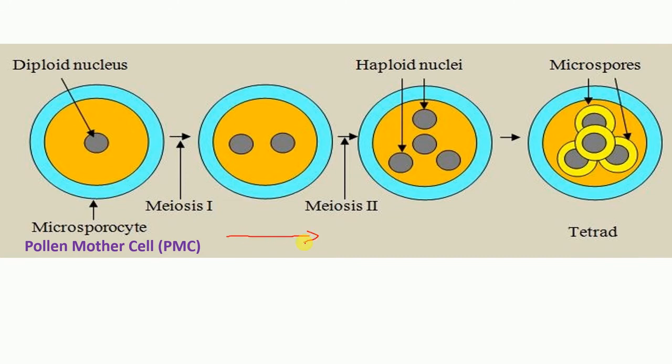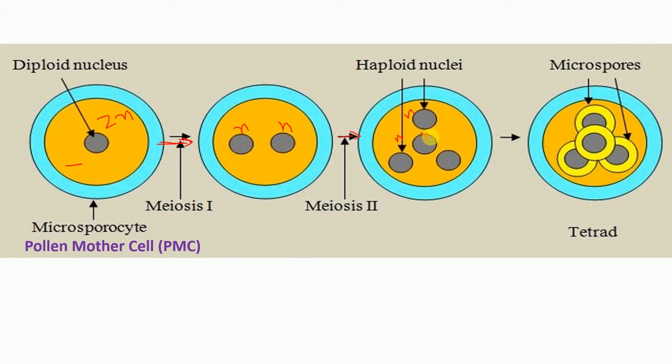Why is it microsporogenesis? Because pollen grain is smaller than the egg cell, and micro means pollen grain and genesis means formation. Because here the pollen grain is forming, that's the reason this whole process is known as microsporogenesis.